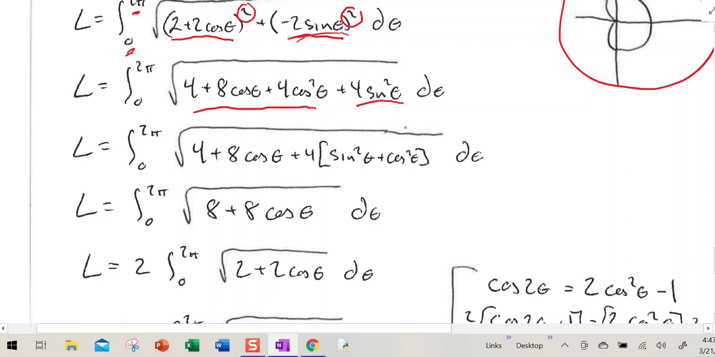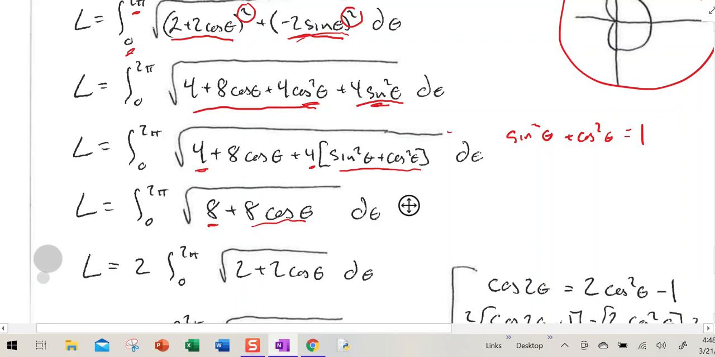So now we have to do some more tricky algebra and trigonometry work to try to simplify this. And so we notice that we have a sine squared and cosine squared with the same coefficient here. So essentially I'm factoring a 4 out, leaving us with sine squared theta plus cosine squared theta, which we know is equal to 1. We have the Pythagorean identity that sine squared theta plus cosine squared theta is equal to 1. So we substitute 1 in there. 1 times 4 is 4, plus this 4 gives us 8 plus 8 cosine theta.